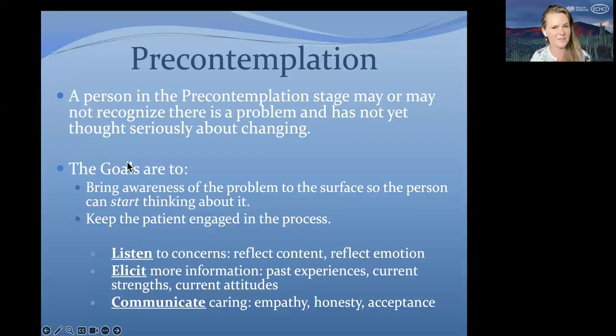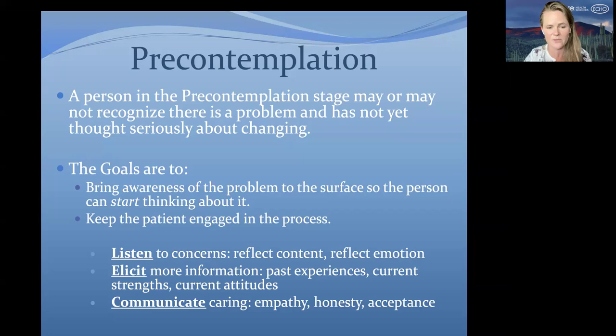So the pre-contemplation stage, which in that graphic we would think of as the first stage, is where somebody may or may not recognize that there's a problem, but in any case, they haven't thought seriously about changing. The goals here are that we're trying to bring awareness of the problem up to the surface so the person can start to think about it in a non-defensive way in a safe place, and to keep the patient engaged in the process. So this is really overwhelmingly about rapport building and enriching the relationship so that the patient stays engaged.